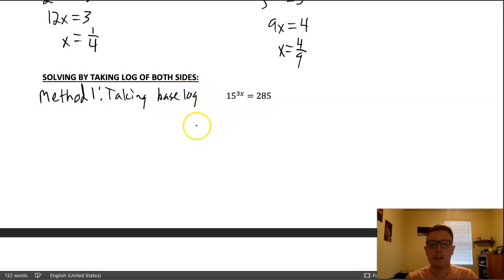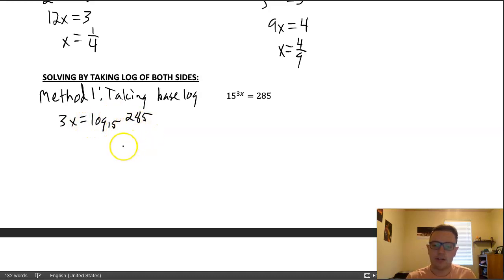In other words, we have 15 as the base of our exponent. We could change this by taking the log base 15 and moving it to the other side. Right, this equation is the same thing as 3x is equal to log base 15 of 285. Now we'd have to put this into our calculators. Right? We'd say log base 15 of 285. We change that using our change of base formula, and that would become log of 285 divided by log of 15.